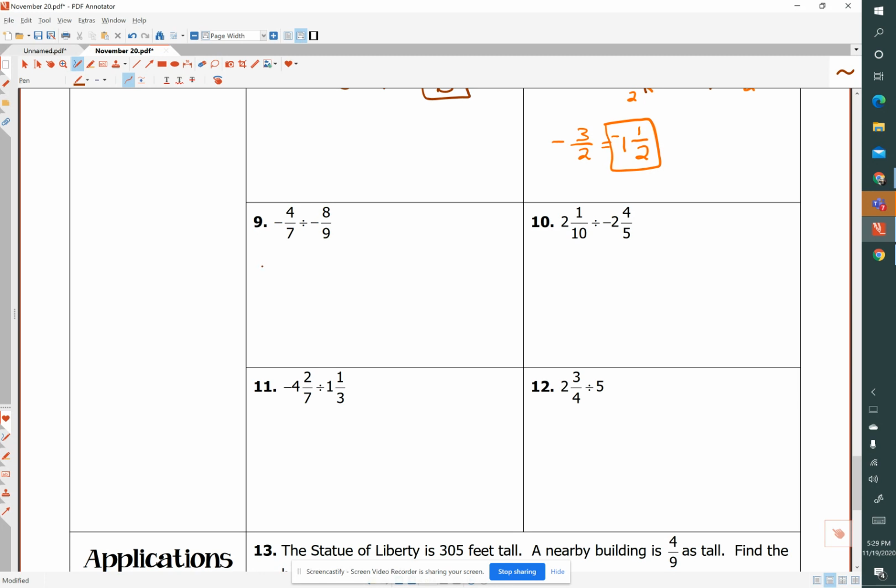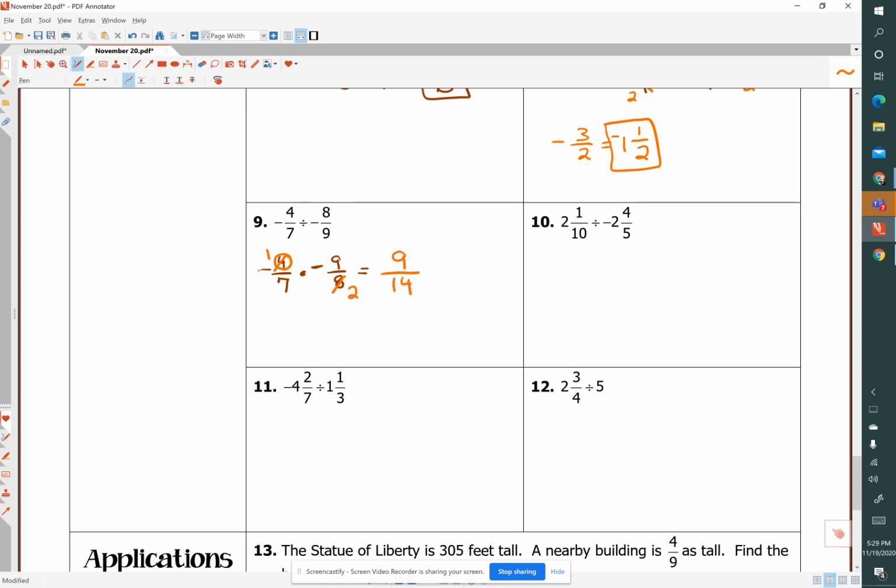So first we rewrite -4/7, doing number 9 here, times -9/8. So we have a negative times a negative, so our answer will be positive. Negative times a negative is positive. We also have an opportunity to cross simplify, because 4 goes into itself one time, and it goes into 8 two times. So we multiply across. 1 times 9 is 9, and 7 times 2 is 14.